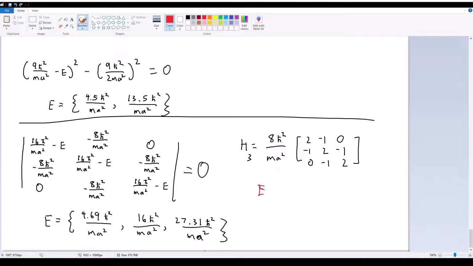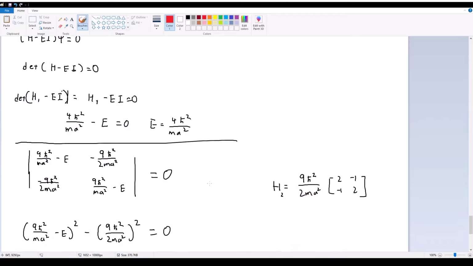defined as En is equal to h bar squared pi squared n squared over 2m a squared. And if you write this for n equals 1, 2, and 3, what you're going to get is that the actual solutions are somewhere around 4.93 h bar squared over ma squared, 19.7 h bar squared over ma squared, and 44.4 h bar squared over ma squared.